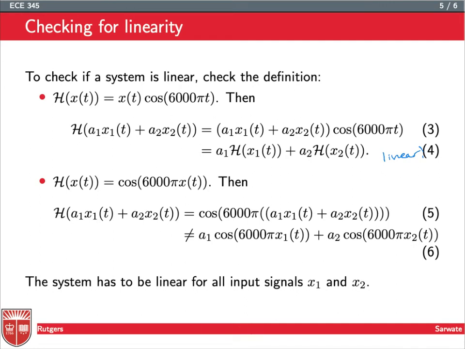If you suspect that a system is not linear, then what you need to do is cook up an example and try it out, like this cosine of 6000 pi x of t system. We can try to cook up a simple example. Either you can prove it directly, or you can find just one x of t, or one pair x1, x2, for which the whole thing fails, and that will prove that it's not linear.